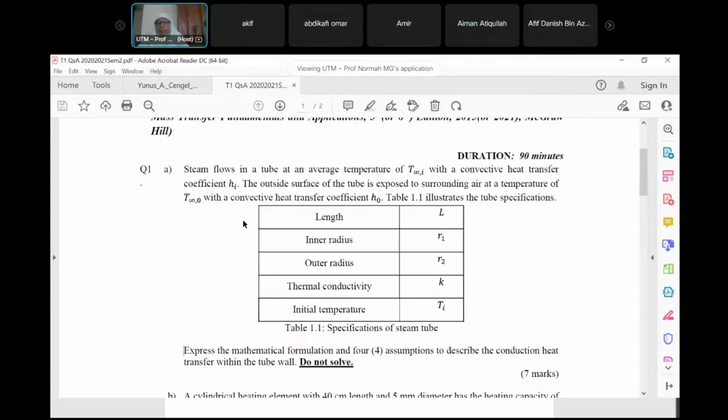X. I can't call names. Why? Because I don't have the final name yet. Cylindrical. Cube. Steam flow. Maybe I can call. Is Afif Danish here? You came last Thursday.